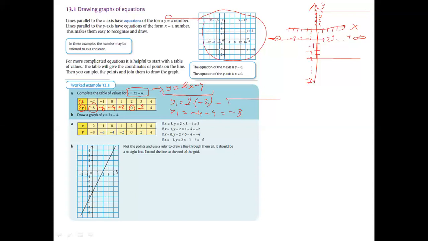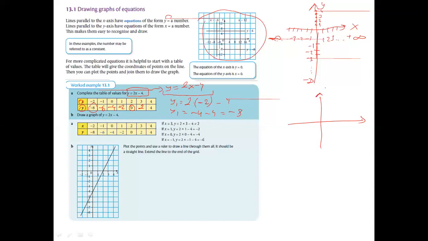Now we put all the values in the place of x, and we get some values. That's the first step. And the second step is to draw a graph of this equation. How can you draw it? I want to draw the y-axis and the x-axis first of all.